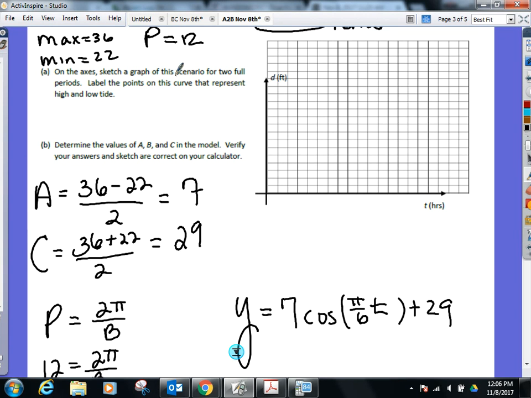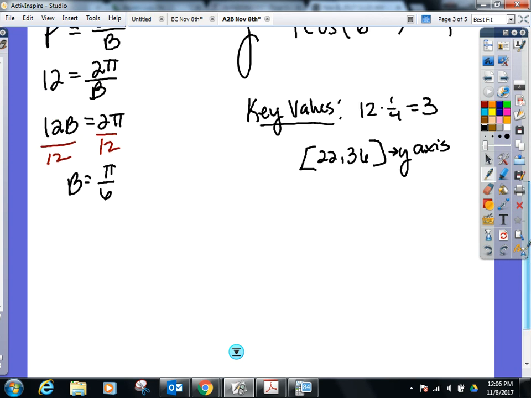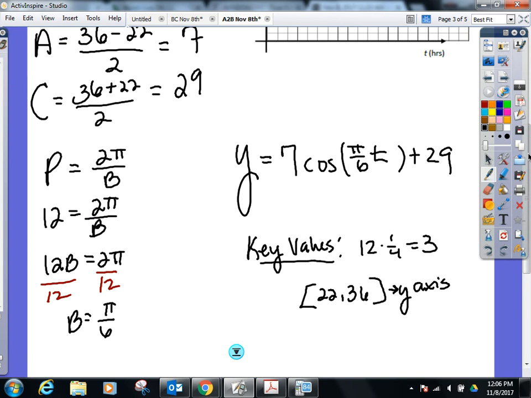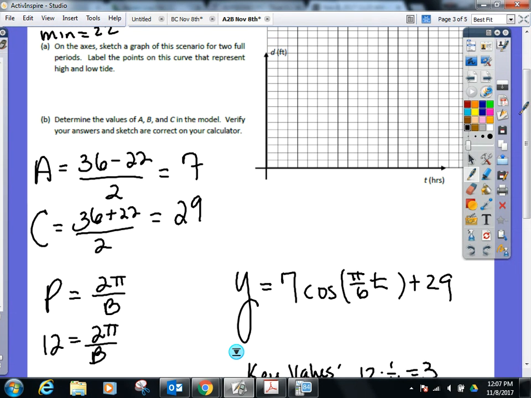Sketch the graph of this scenario for 2 full periods. Okay, so you guys should be going past 12 out to what? 24, still going by 3s. Okay? So set up your x-axis. Make sure you go 2 full periods here.